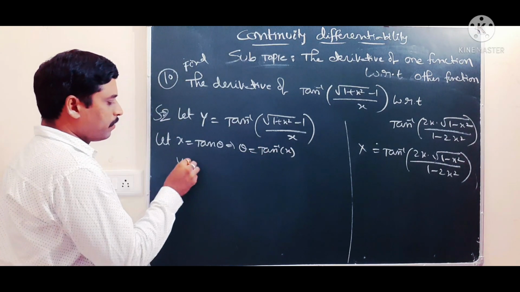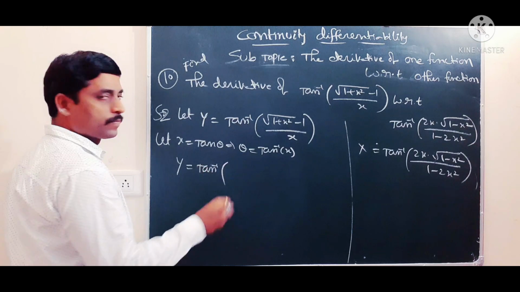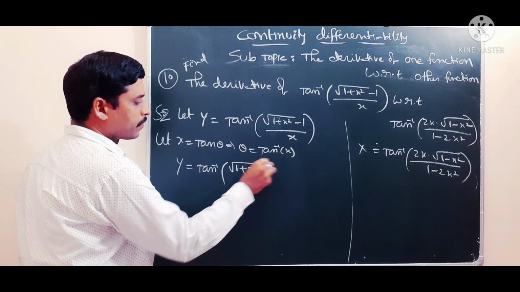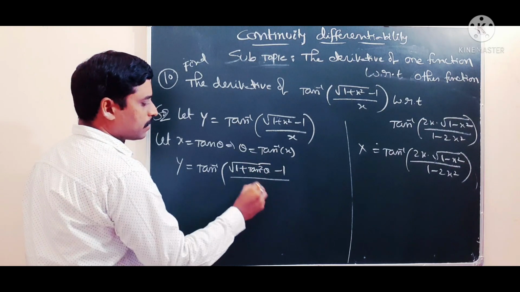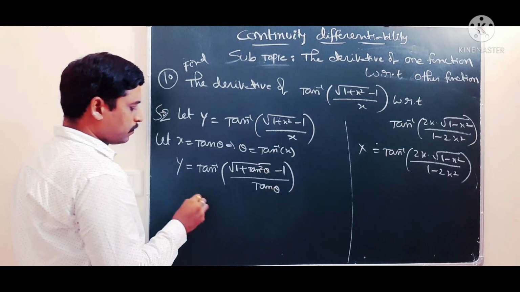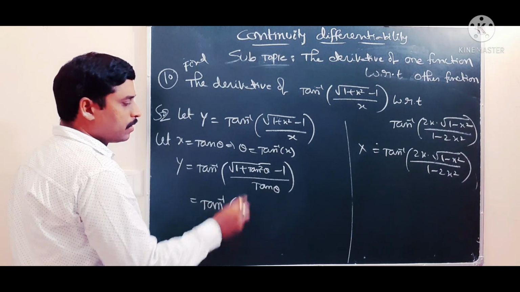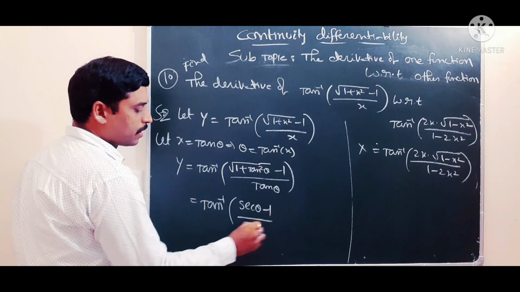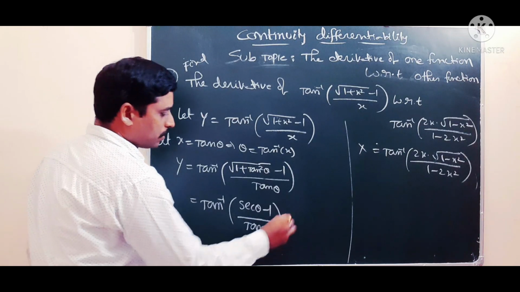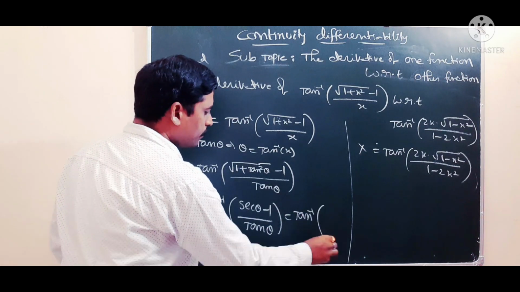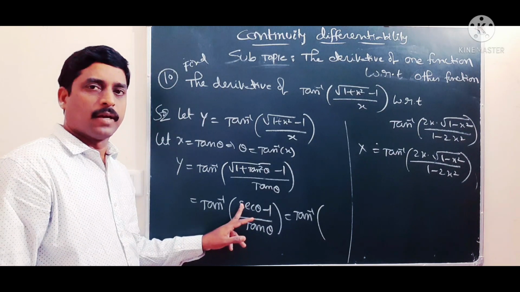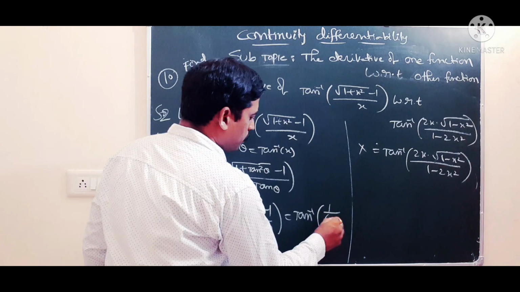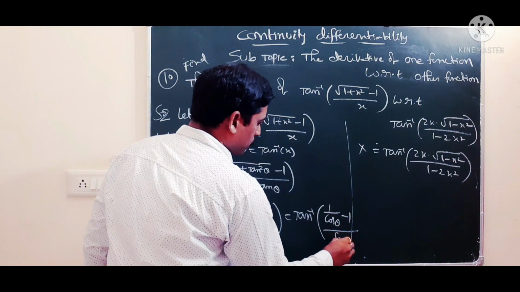So y is equal to tan inverse of (root 1 plus tan square theta minus 1) by tan theta. This value will be tan inverse of (under root 1 plus tan square theta, which is secant theta, minus 1) by tan theta. Secant theta formula is 1 by cos, and tan formula is sin by cos. So 1 by cos theta minus 1, divided by sin theta by cos theta.